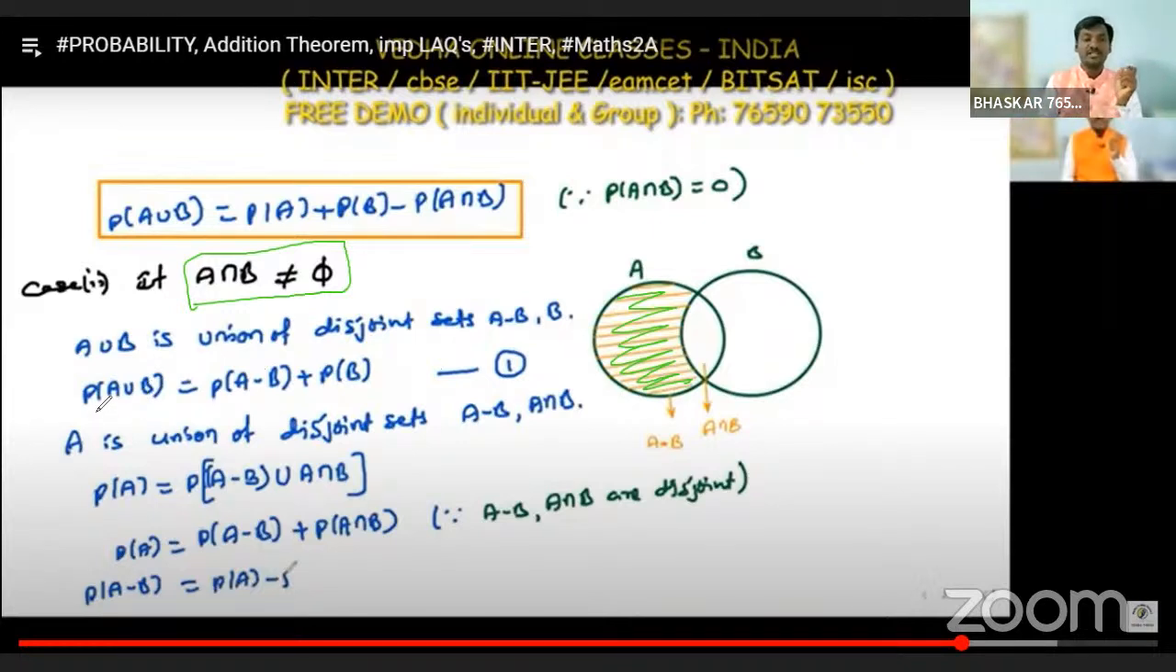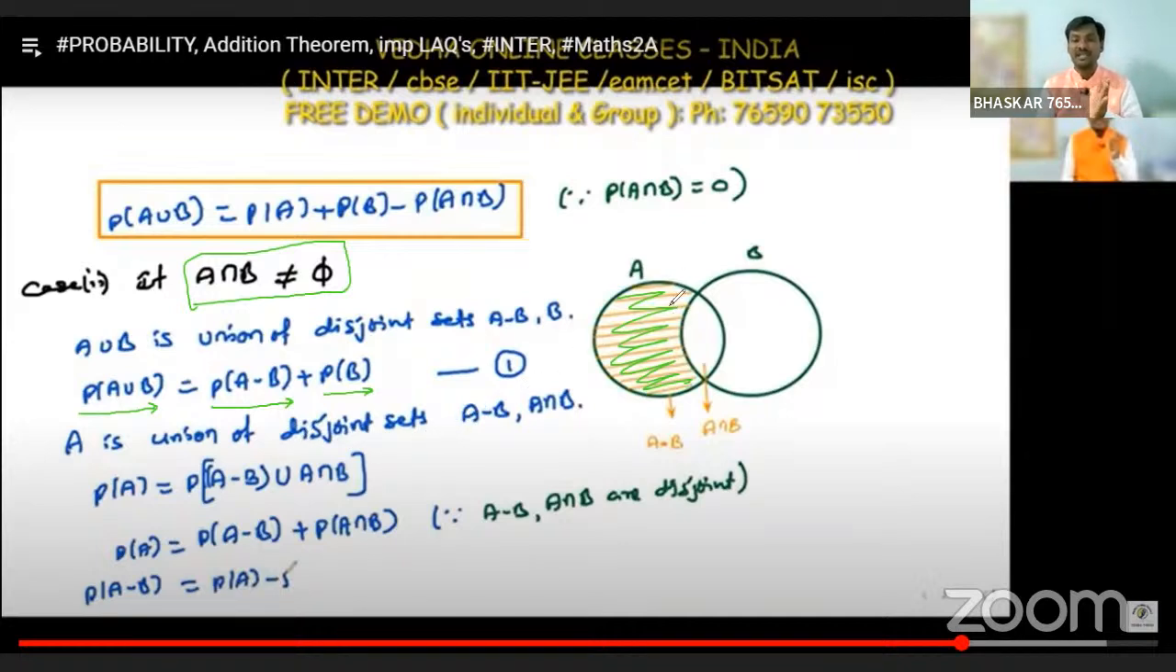Okay, so that means these two are disjoint sets. That's why the intersection part is 0. Intersection part 0 means probability of A union B is equal to probability of A minus B plus probability of B, a union of two disjoint sets again.